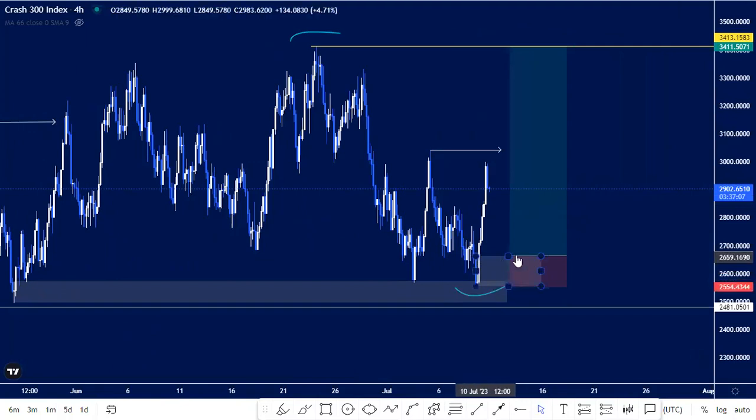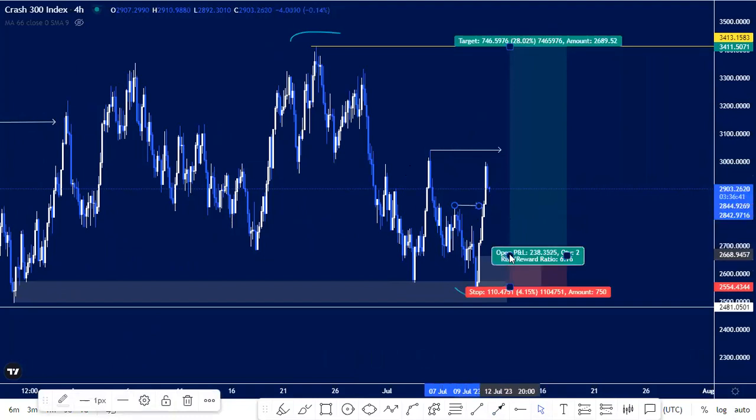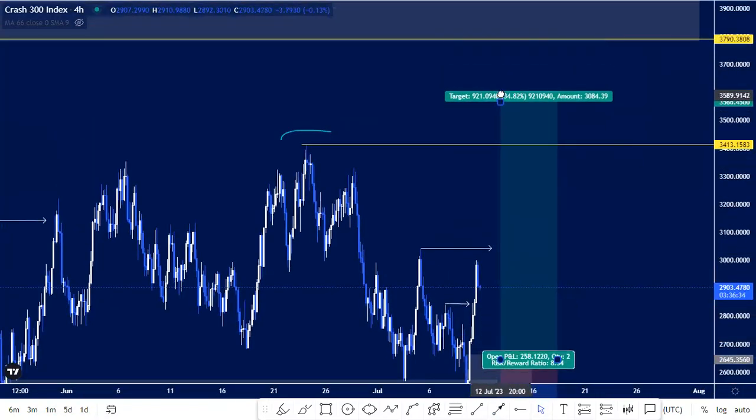So this is the outside change of character, but the inside change of character has already happened, which is this one, right? This inside one didn't have a pullback. So this market can actually drop down into this demand because of this inside change of character. Inside change of character, then pull back. Once you pull back there, you can take buys there. Here can be your first immediate target, second target, third target at the top there.